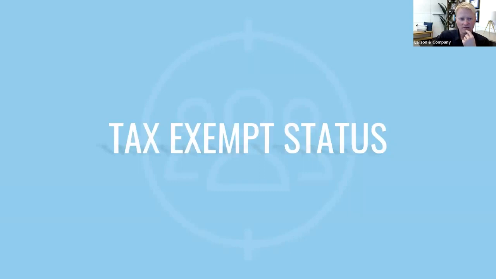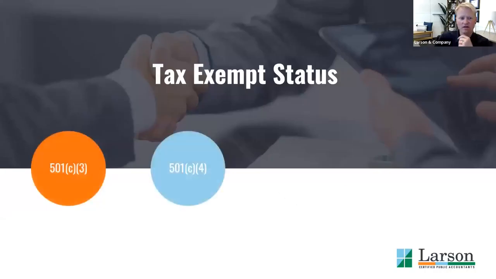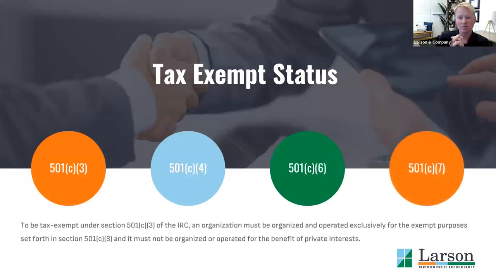All right, let's talk a little bit about tax exempt status. There are more than 20 different tax exempt status classifications. The most common are going to be the 501c3s, which are the public charities, the 501c4s, the 501c6s, and the 501c7s. So 501c4s are typically civic leagues, social welfare organizations, or local associations of employees. 501c6s are business leagues, chambers of commerce, real estate boards, other membership type organizations. And then 501c7s are societal and recreational clubs.